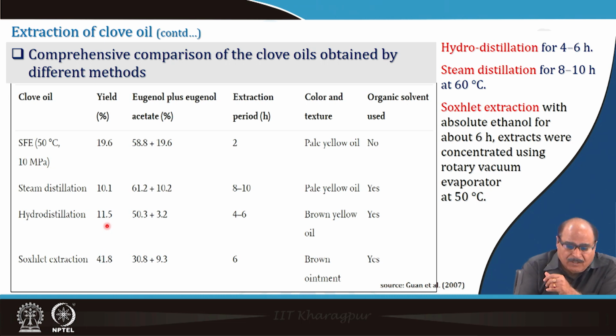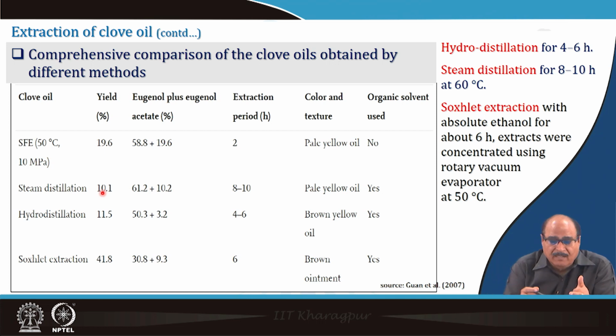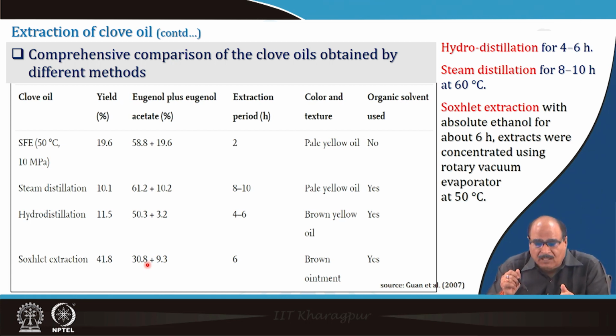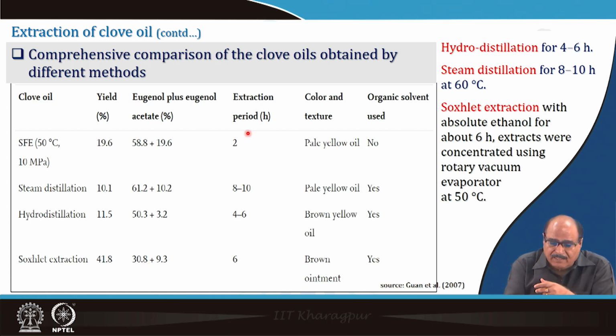41.8%, followed by 19.6% for supercritical fluid extraction, and then hydrodistillation or steam distillation almost similar. But if you look at the eugenol plus eugenol acetate, that is the active compound yield, it is maximum in the supercritical fluid extraction process and the steam distillation process, followed by hydrodistillation, and it is minimum in the Soxhlet extraction process. Similarly, the extraction time is minimum in supercritical fluid extraction, and the maximum is maybe steam distillation or Soxhlet apparatus.